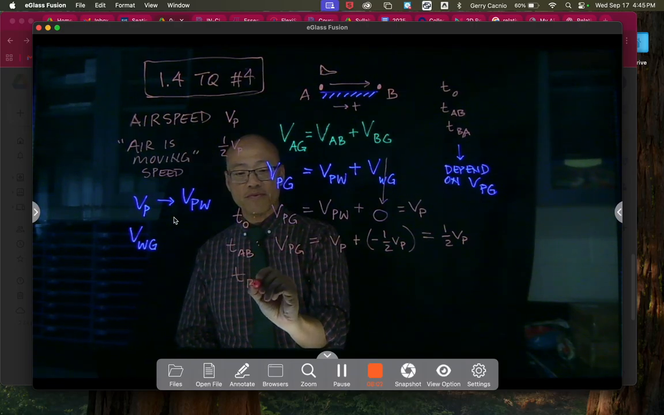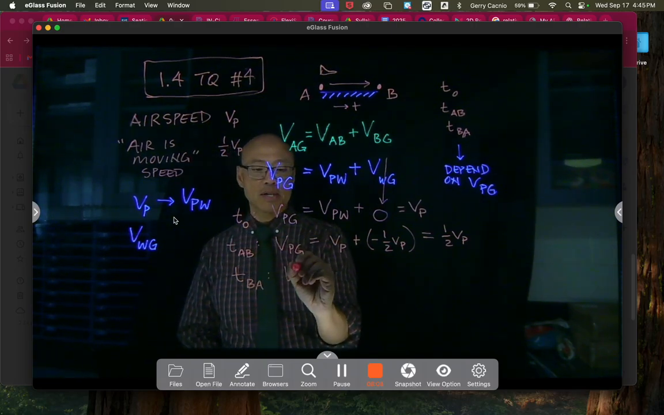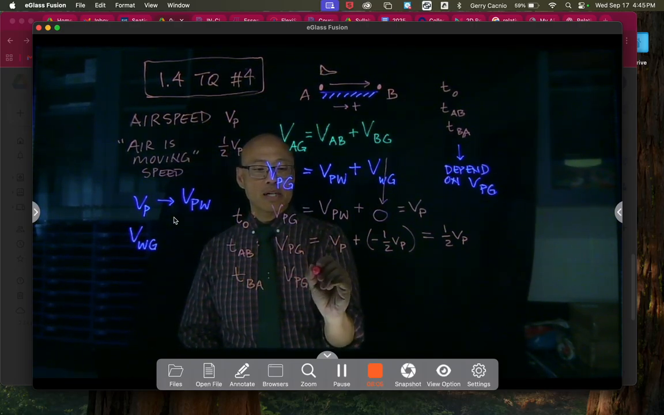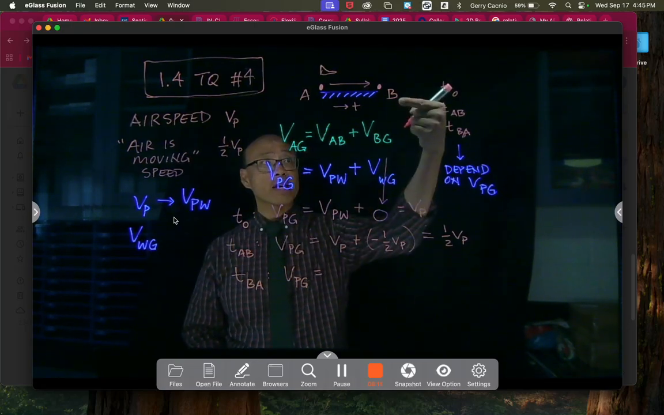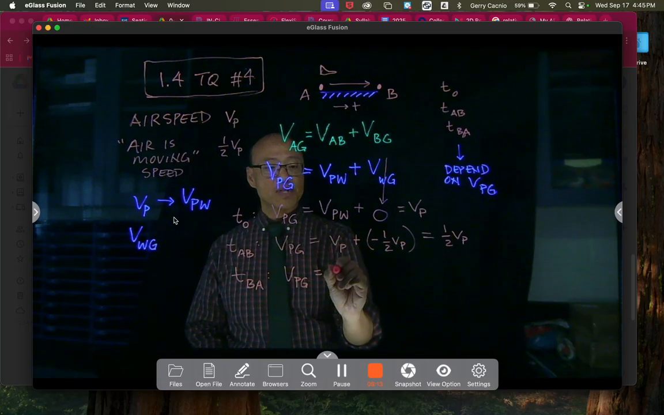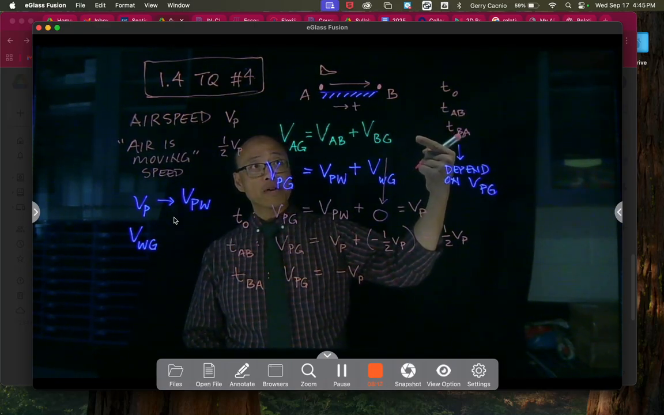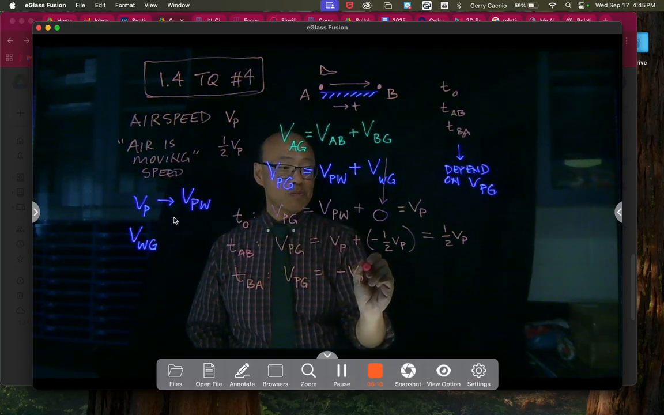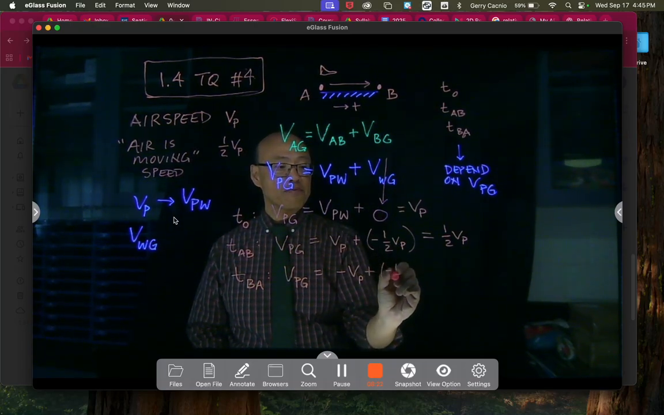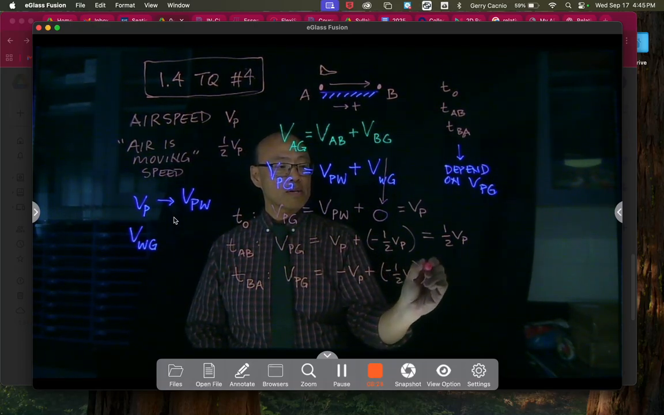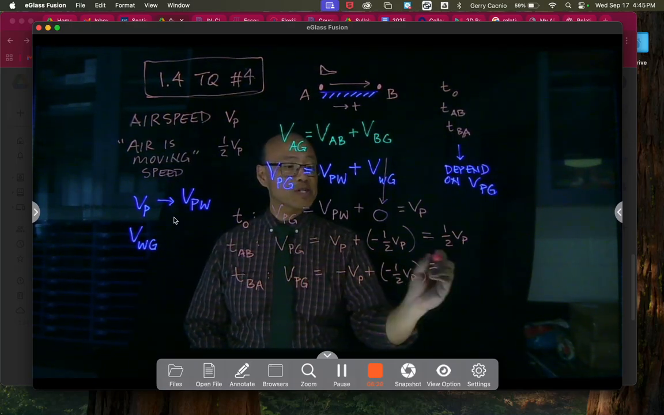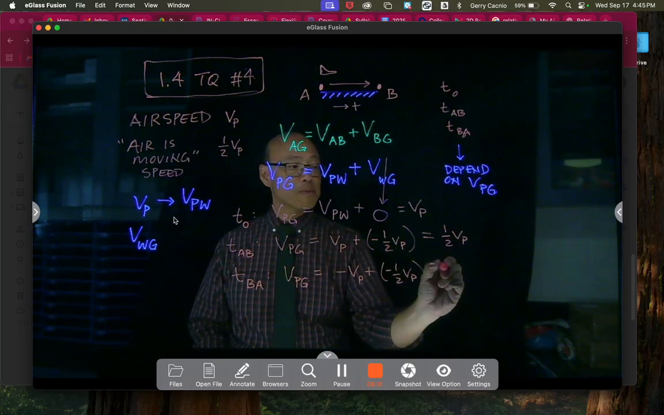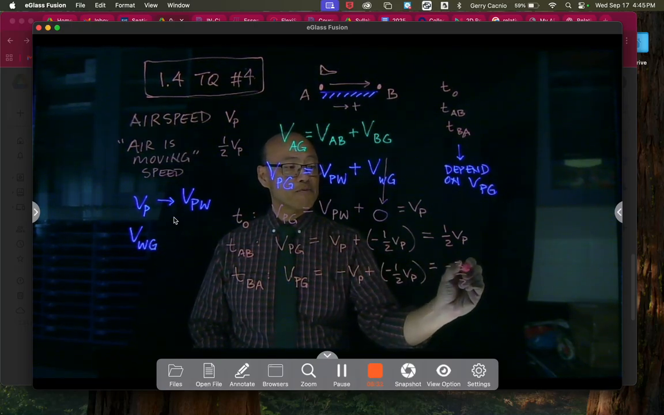For this last one, TBA, what do they tell us? Well, I'm still going VP, that's my airspeed, but now I'm going this way, from B to A. So that's going to be negative VP. And the wind is still blowing from B to A. So that's going to be plus or minus 1/2 VP. What's that give me? The velocity of the plane relative to the ground in the last situation, when it took me this long to travel, is minus 3/2 VP.